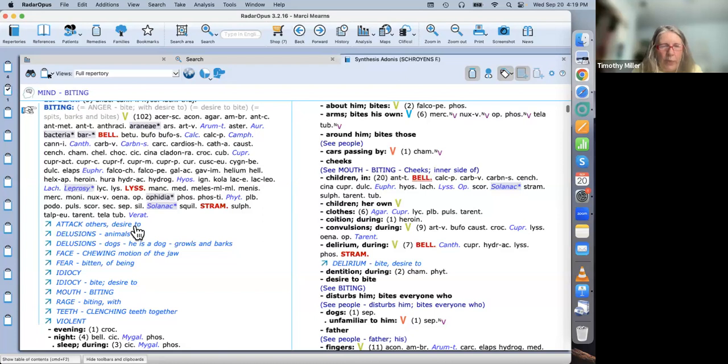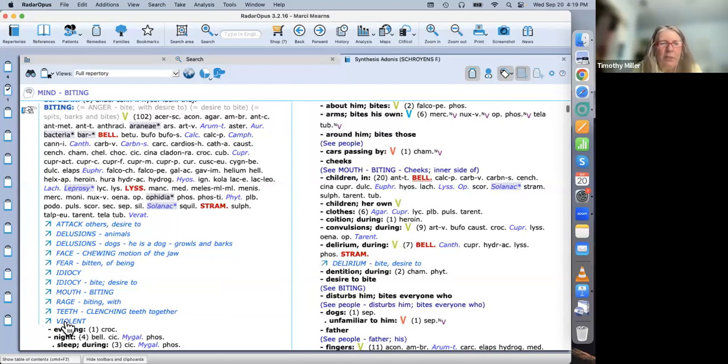And I'm just going to take a quick glance down here through these cross references. And, you know, I'm kind of interested in rage with biting, idiocy with desire to bite. This is kind of what's happening with this thing. He's also very violent, isn't he? So, you know, I could choose another rubric here to combine with the biting if I wanted to.